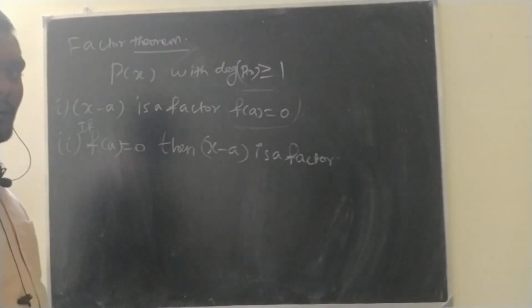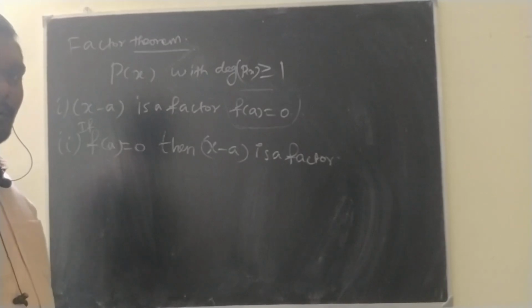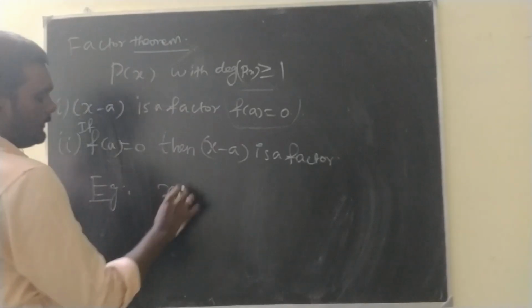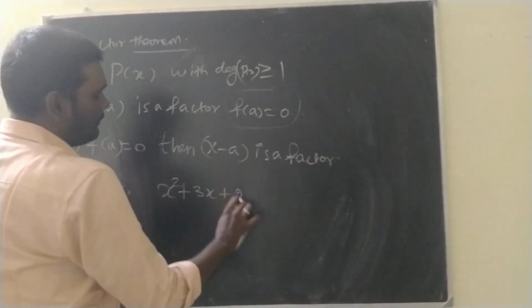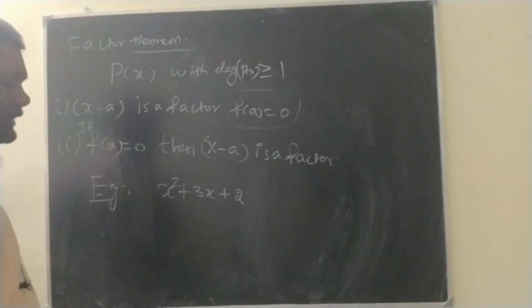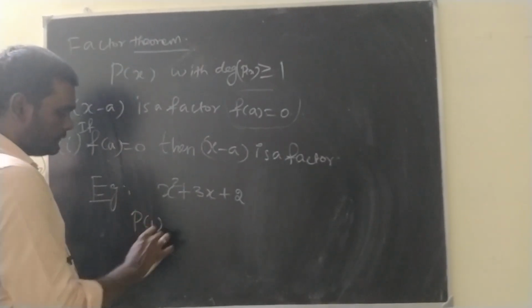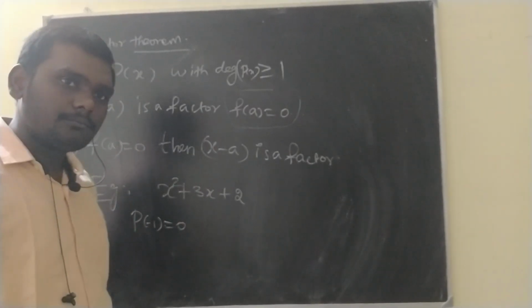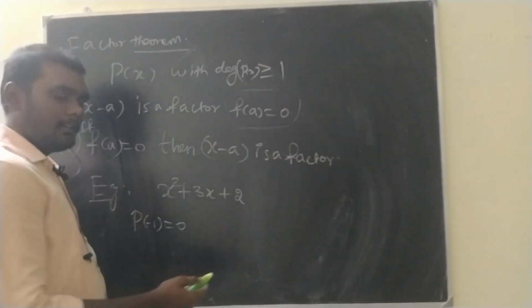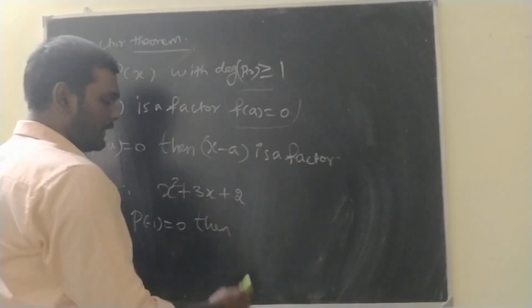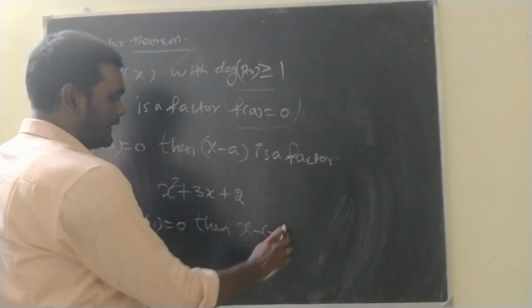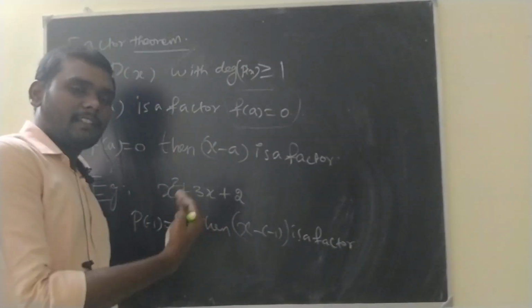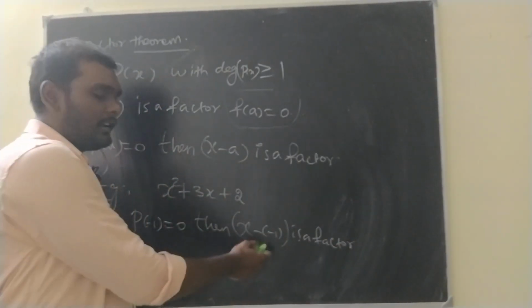Simply, initially I gave you an example. Can you recollect what that example is? x square plus 3x plus 2. Remember? We know that p of minus 1 is equal to 0. Previously worked out. You remember, right? p of minus 1 is equal to 0. Then we can say x minus of minus 1 is a factor of this polynomial, because we still don't know the other 0. To find this, the factor may help.